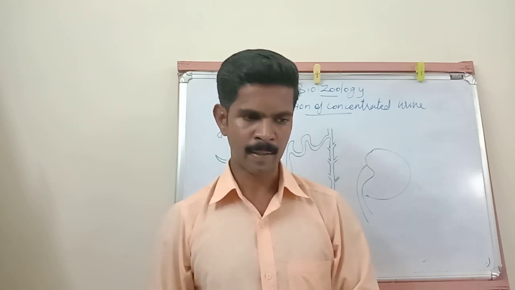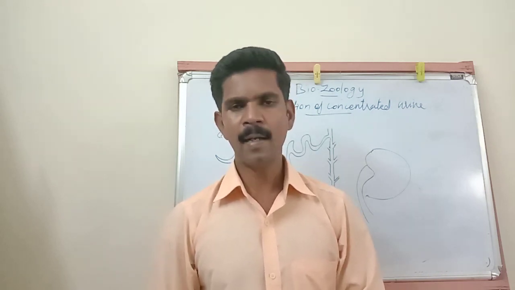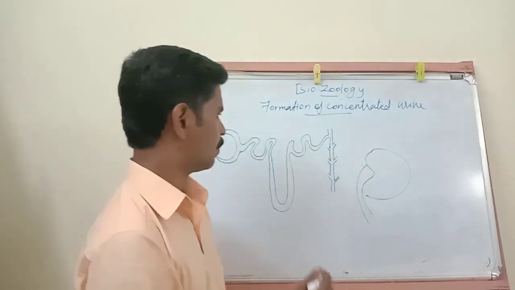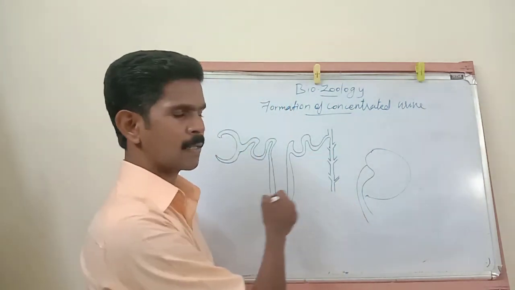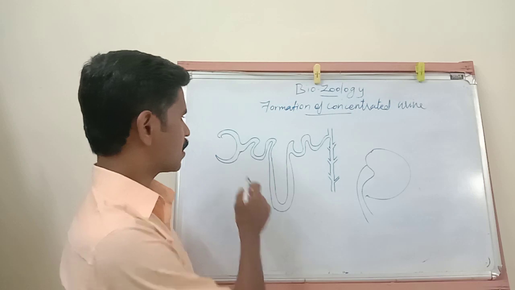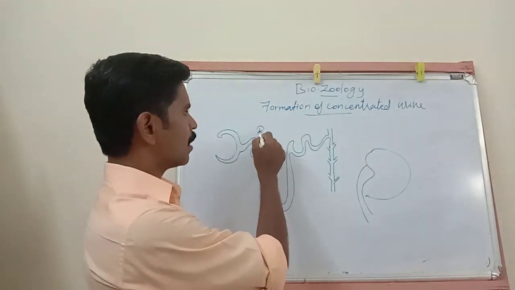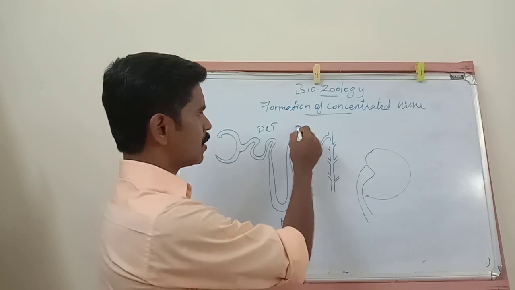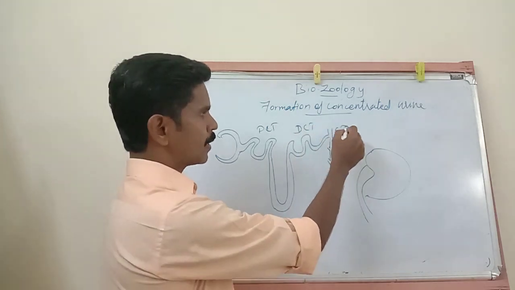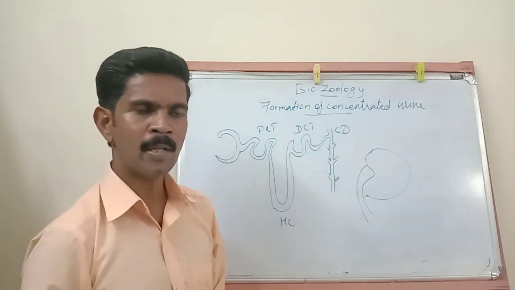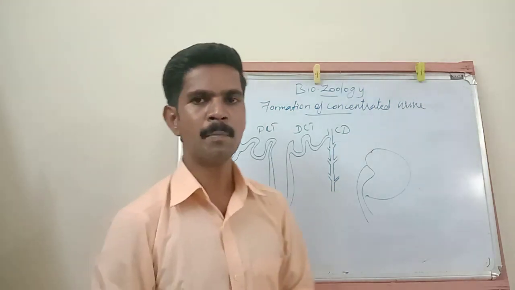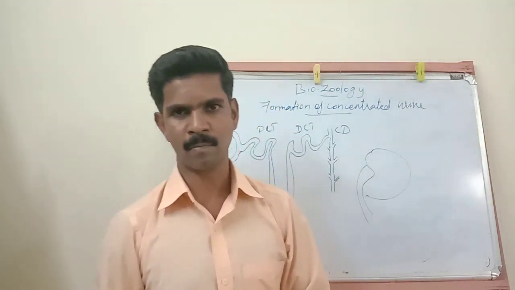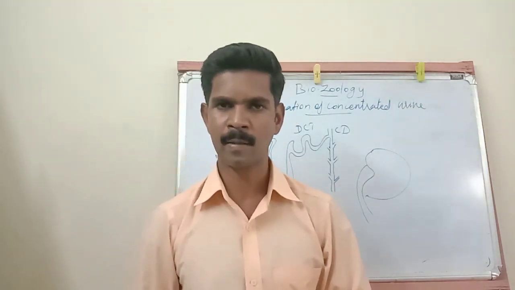Then see, the Henle loop. This part is called the Henle loop. This is the structure of one nephron. This is the Bowman's capsule, the proximal convoluted tubule. This is the Henle loop, and next one is the distal convoluted tubule, and this is the collecting duct. So there are many parts present in the nephron.